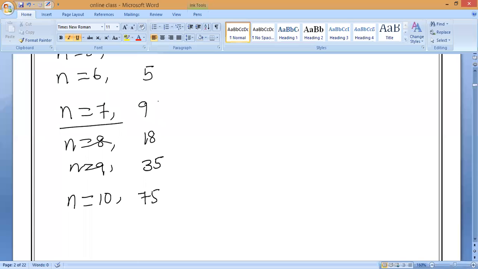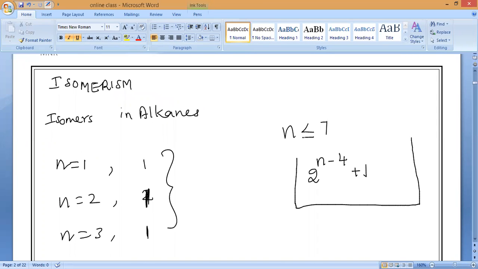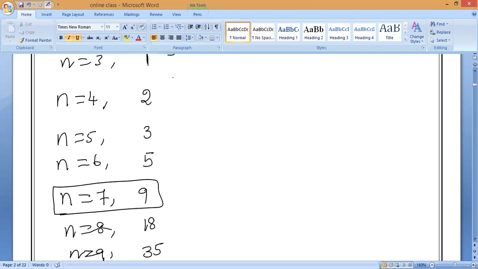Up to n equals 7, you all should know, but for n equals 10, you should learn. This is the formula we will use for calculating the number of isomers up to n equals 7. But in the exam, they will definitely ask you about 4, 5, 6, and ask you to draw at least one isomer. I have already taught you everything. Everything I have taught or not?